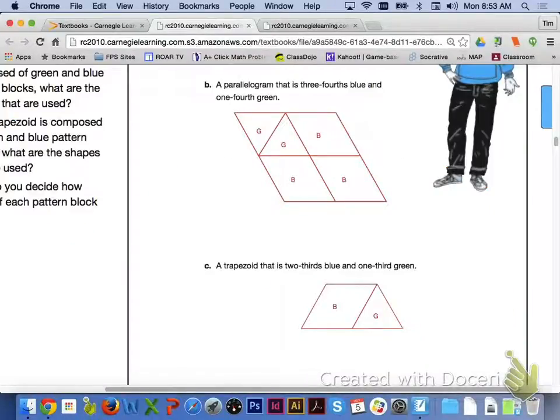If we take a look at letter B, here is what your sketch should look like. We have 3/4 blue represented by the 3 blue rhombuses here, and then we have 1/4 green represented by the 2 green triangles right here. For letter C, we need a trapezoid that is 2/3 blue and 1/3 green. So here would represent our 2/3 with the blue rhombus, and 1/3 green with our green triangle.